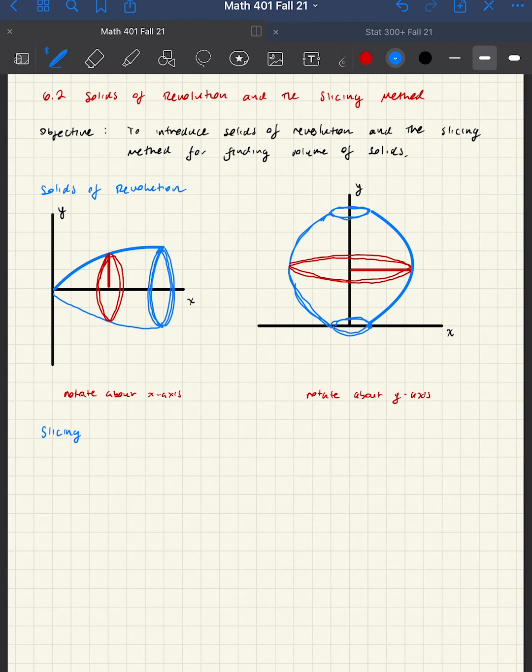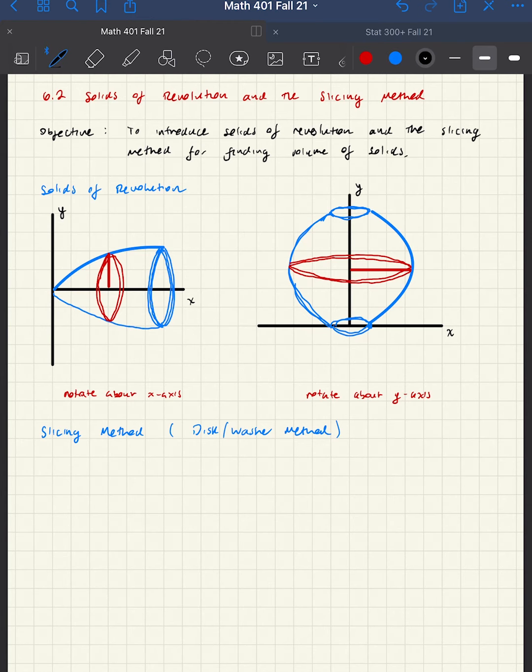We're going to talk about what's called the slicing method. It is colloquially also known as the disc or washer method. But we're just going to call it the slicing method because it's more general. And it'll apply to a variety of cases that we'll see have a little bit of interesting pieces to it.